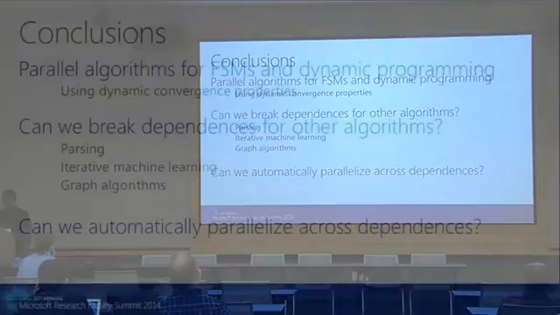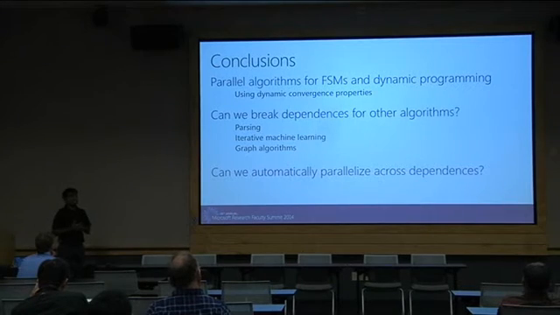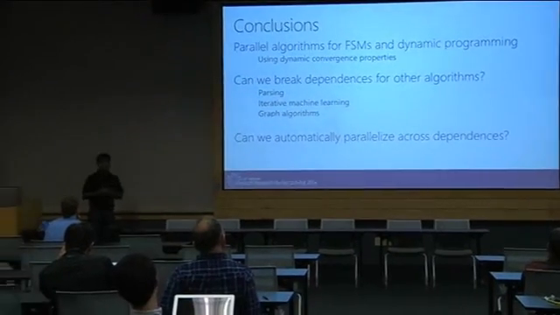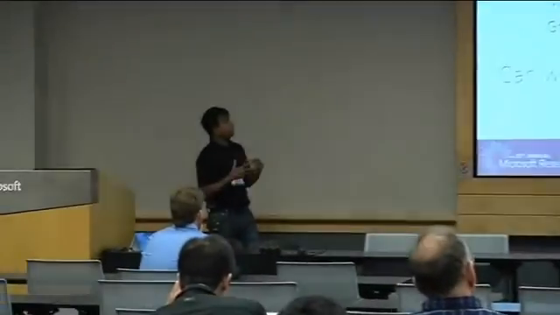So with that, I'm going to conclude. I demonstrated how we can break dependencies in classical algorithms in order to get parallelism. The basic idea was to use some kind of dynamic convergence properties. In finite state machines, we use the fact that many states converge to the same state on reading inputs. And for dynamic programming, we use the fact that the all pair shortest paths go through these small bottleneck points.